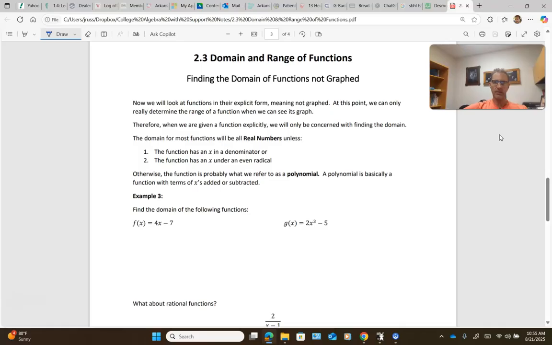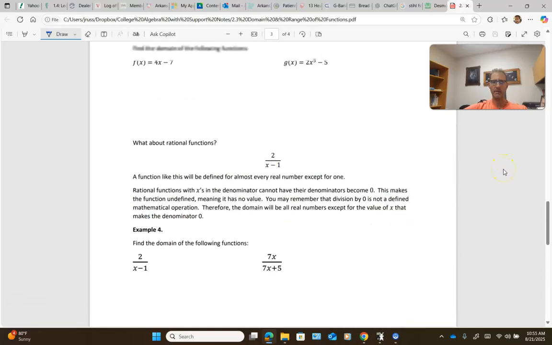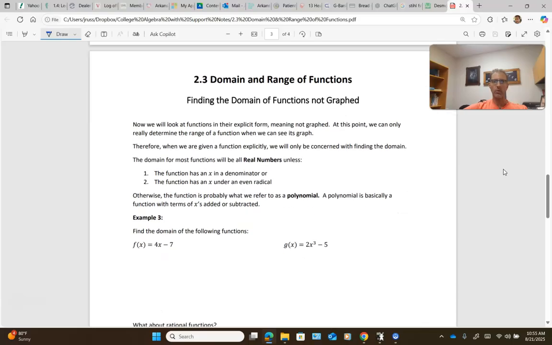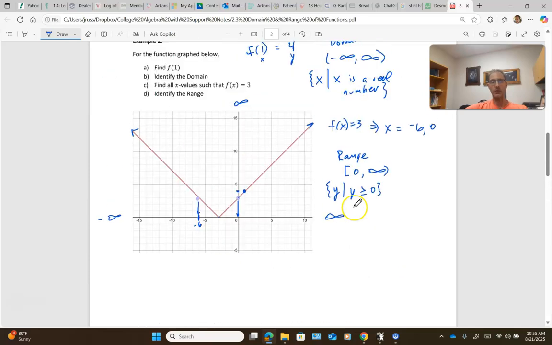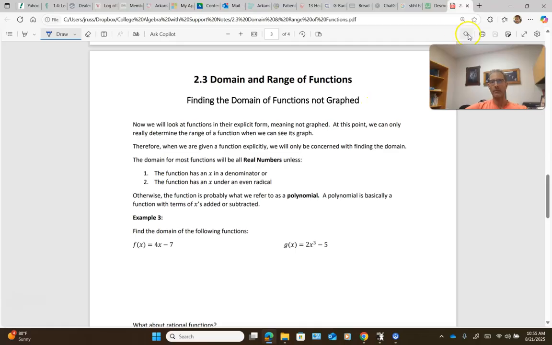Alright, I think actually what we'll do is we'll go ahead and stop this one because I'm already 25 minutes in, and then we'll use part 2 to finish this one up. Okay. What we'll be doing is finding the domain whenever the function is not graphed. Whenever we're just looking at the explicit form of the function, how do we find the domain in that case? Well, we could graph it and then use the strategy that we used from up here to try to figure out the domain. But there's really a better way to do it, a more mathematical way to think about it. Alright, so I'll stop for now.